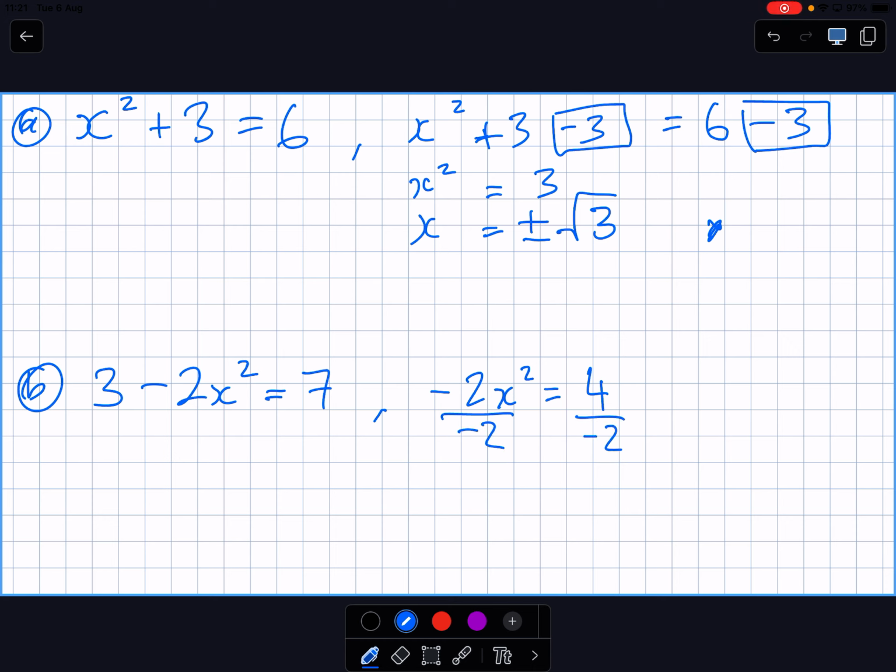That negative 2 over negative 2 cancels out. So you've got x squared is equal to... What's 4 divided by negative 2? Negative 2. Hold on. Okay, we have this situation. You've got x squared is equal to something. There's 3 options. Look back at your flow chart.